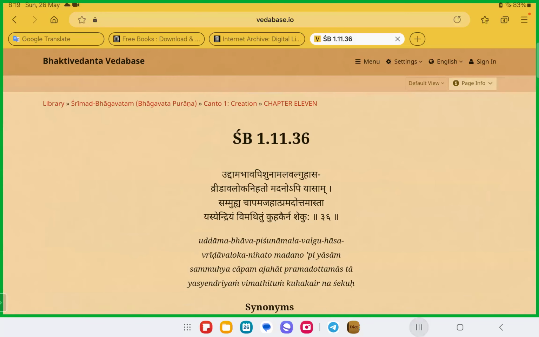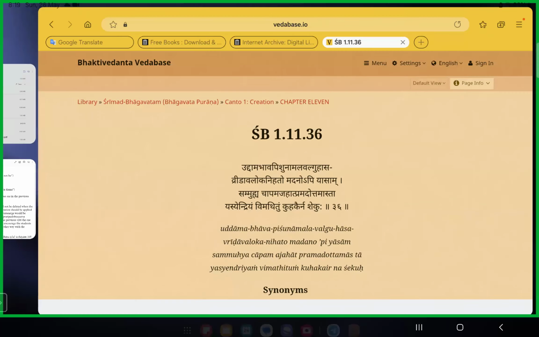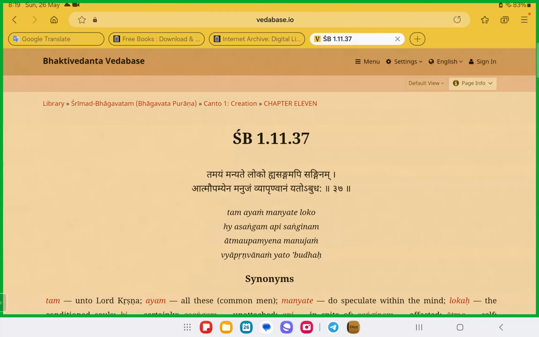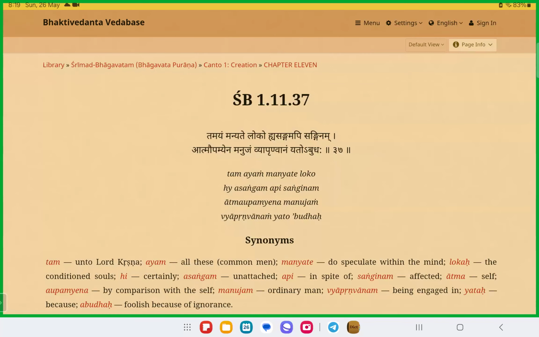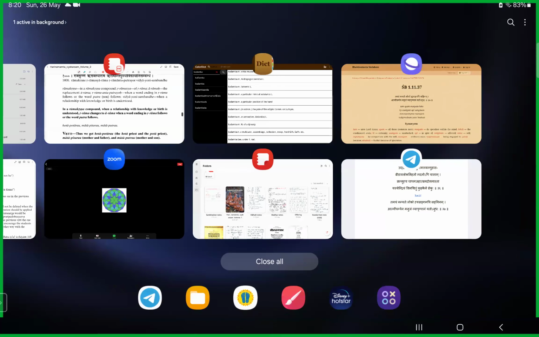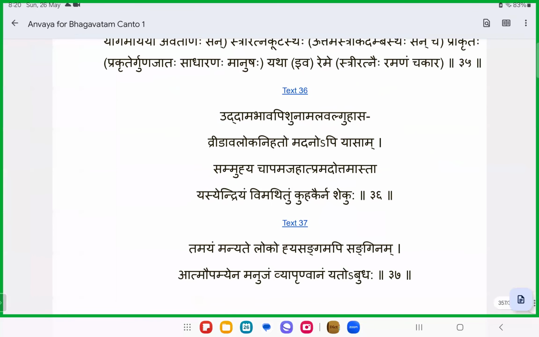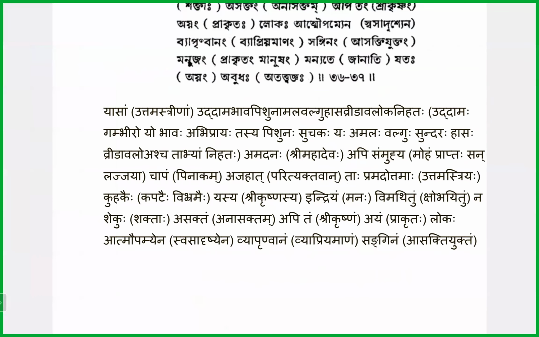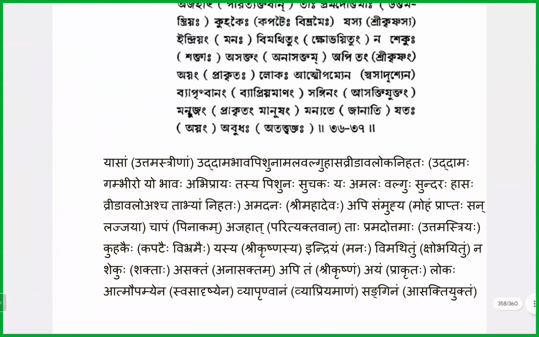What was Abhipraya? This Vyaprinvanam, you're saying? No, Abhipraya was in the. So, your bhava, Abhipraya. Oh, Abhipraya was the gloss of bhava, is that right? Yes, it was the gloss of expressions. Yeah. Okay.